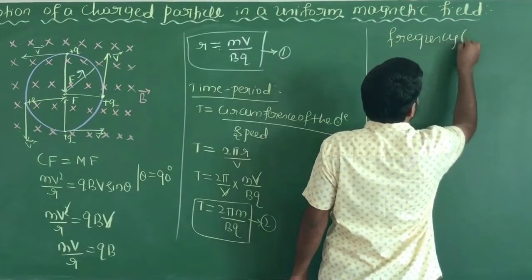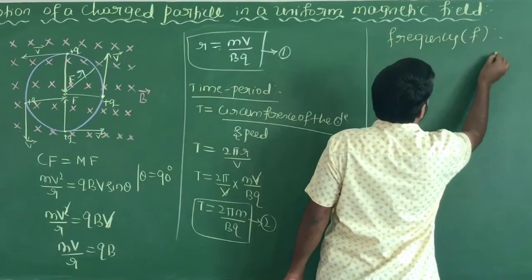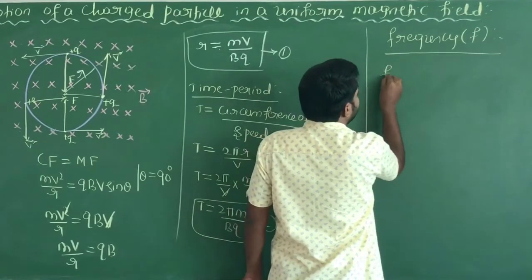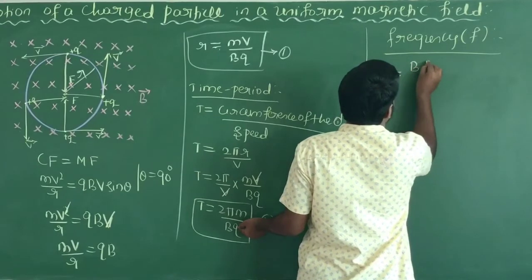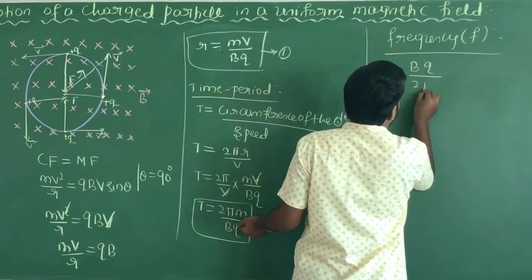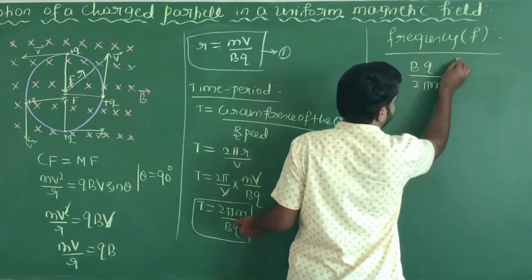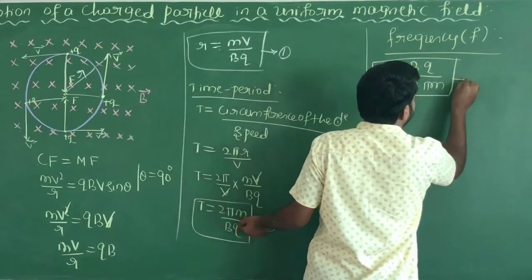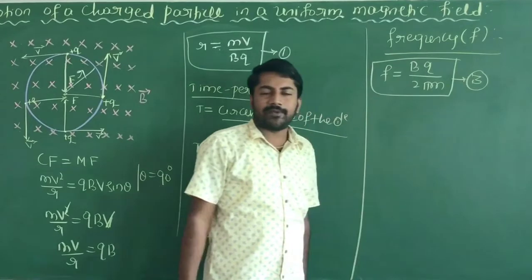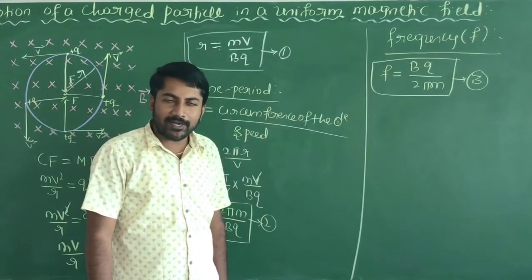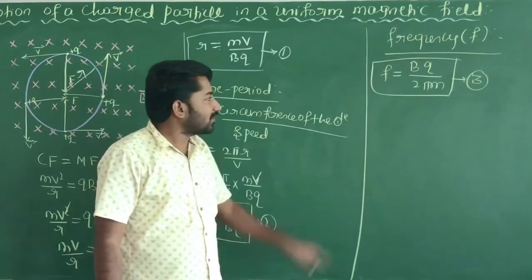Frequency is mathematically denoted by the symbol f. f is equal to the reciprocal of the time period, and is called frequency. Then we get f is equal to Bq divided by 2 pi m. This is equation number 3. Here the frequency is also independent of its radius and speed.